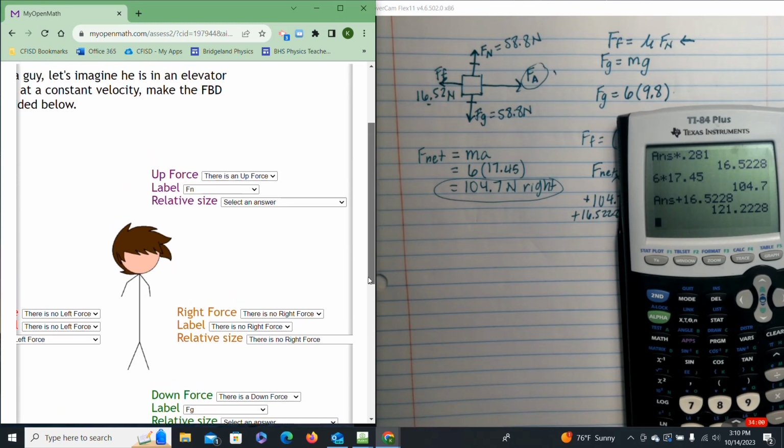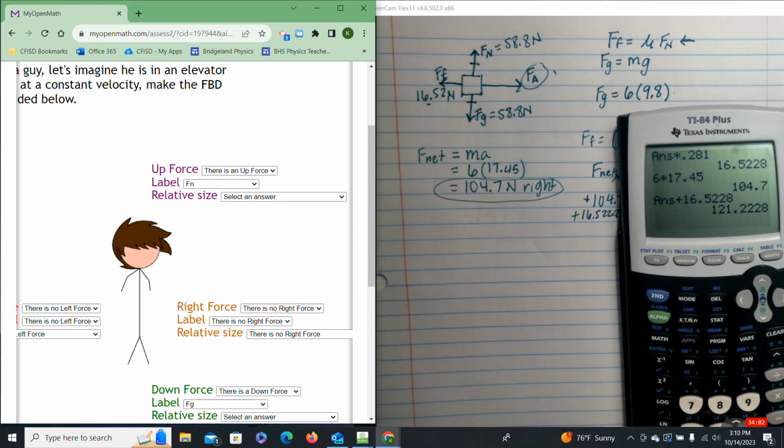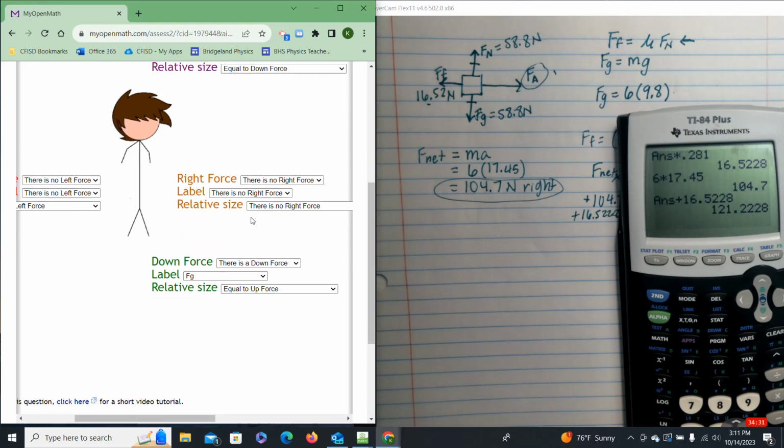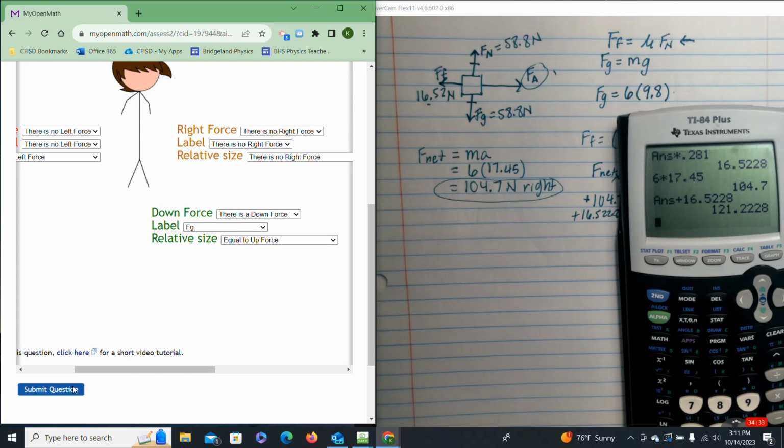Because the question says that he is moving at a constant velocity, you can still see those words even though this doesn't fit super well on my screen. Those words are still there. Because it says constant velocity, these forces have to be balanced. So I need to choose that this is equal to the down force and this is equal to the up force. However, if the question had said anything about acceleration, then I would have needed to make sure to specify my answers for the relative size in order to end up with the net force in the correct direction. But in my case, I should be good.